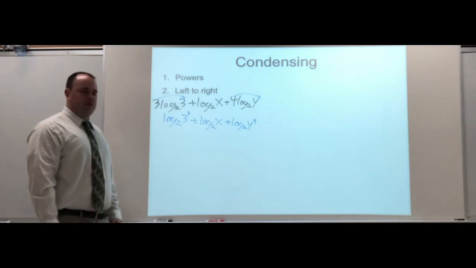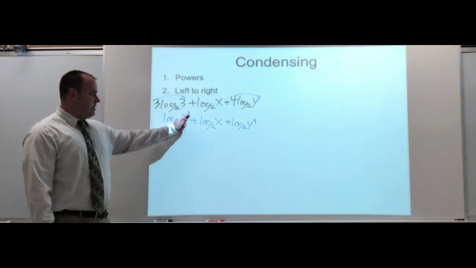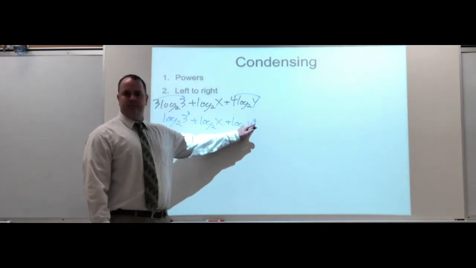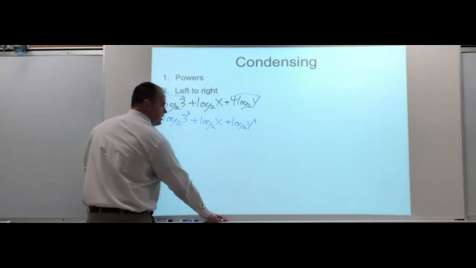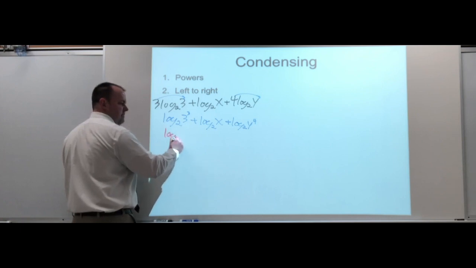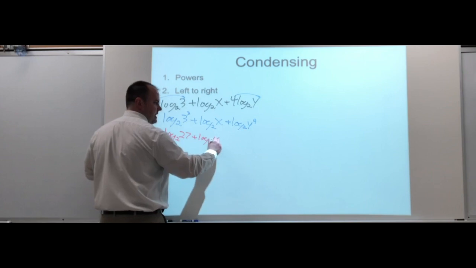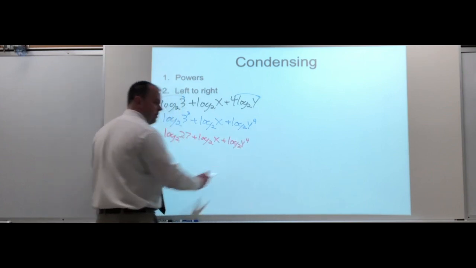Okay? Now, if you can simplify something, I want you to do that. 3 cubed you can do. You know 3 cubed is 27. Y to the 4th, can't do that. We don't know what the y value is, but you can do the 3 cubed. So now, I'm going to write this as log base 2 of 27 plus log base 2 of x plus log base 2 of y to the 4th.